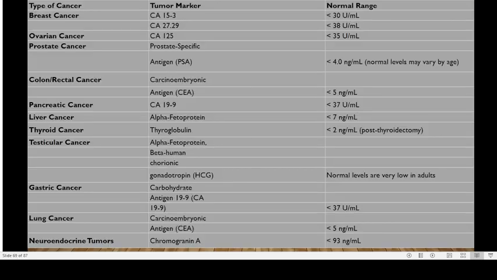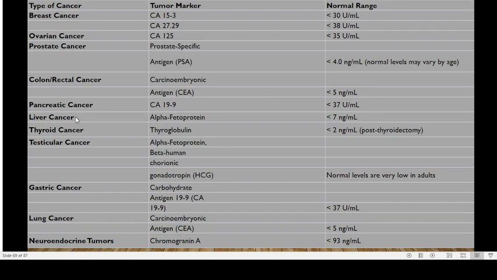So we have different markers for different types of cancers. What is the tumor marker for breast cancer? We have the CA 15-3, CA 27.29. For prostate cancer, we have the prostate-specific antigen, PSA, where levels need to be less than 4. Of course, these levels may vary with age. Also, we need to know that for colon, we have the carcinoembryonic antigen, the CEA. It should be less than 5.